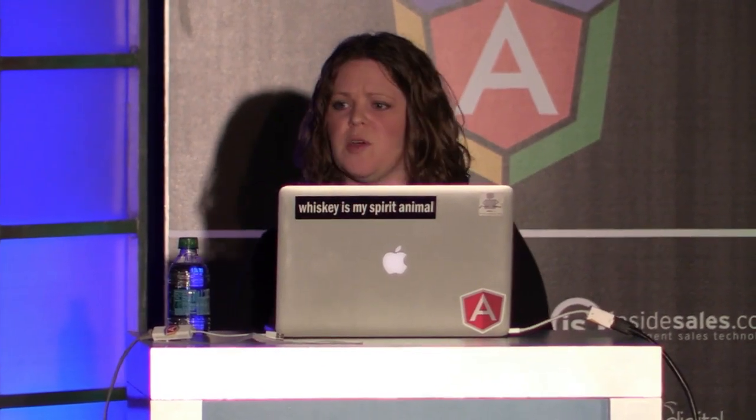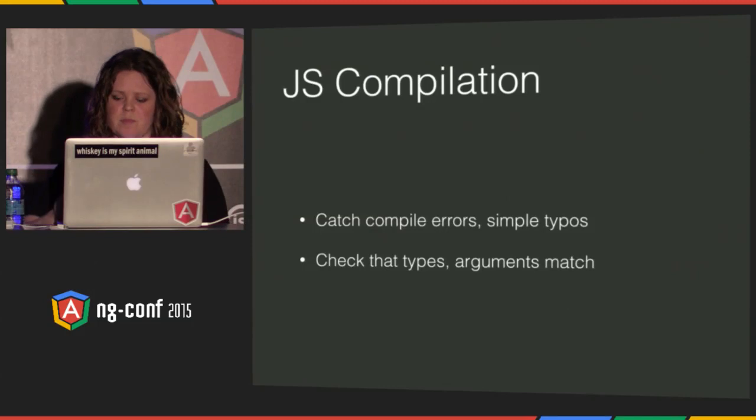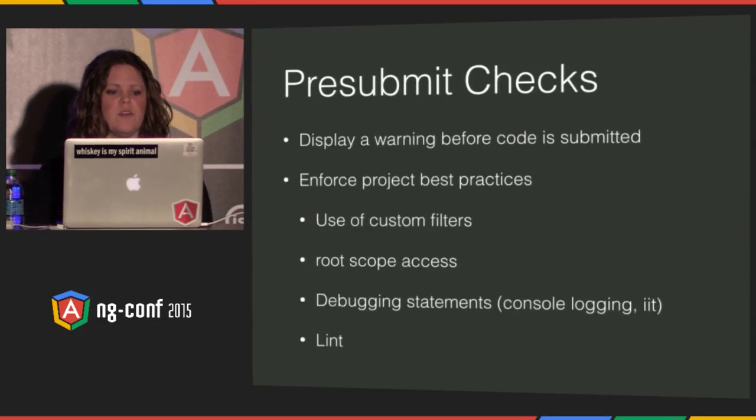So some of the different kinds of checks that we have are first JS compilation, so that helps catch things like compiler errors and typos, and makes sure that arguments actually match. We currently use Closure for this, but you could certainly use something like TypeScript instead. We also have a number of checks that are run before code is submitted. And these are great for enforcing project best practices. So they might include things like enforcing usage of custom filters that we prefer, and preventing people from accessing the root scope. It can also help make sure that things like debugging statements aren't accidentally checked into the code base, and we can enforce our lint rules.